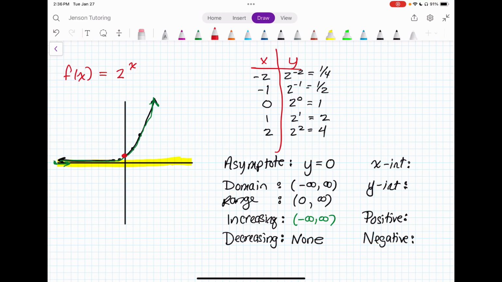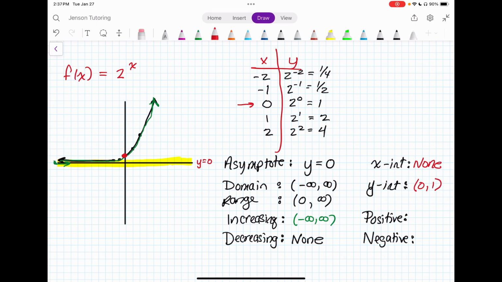Then for our x-intercept, remember your x-intercept is where y equals 0. So where it crosses the x-axis. Our graph doesn't cross the x-axis, so we don't have an x-intercept in this case. What about the y-intercept? The y-intercept is when x equals 0. So we know that that's at the point (0, 1).